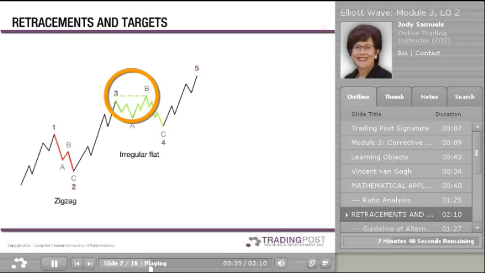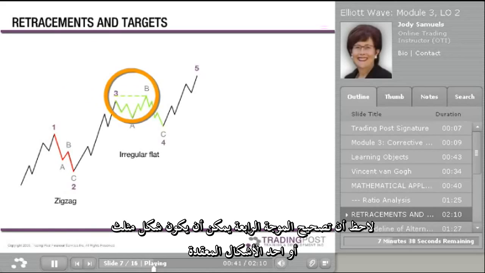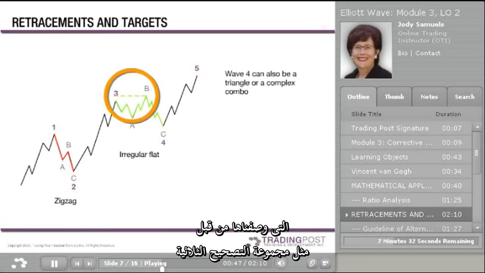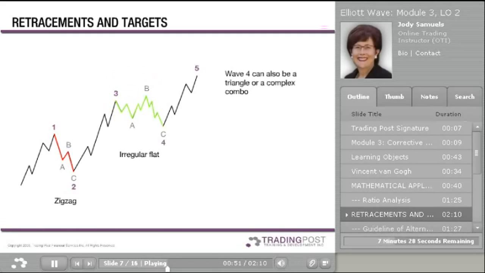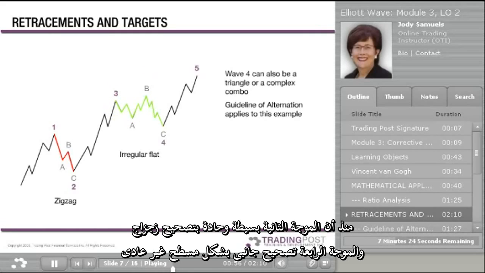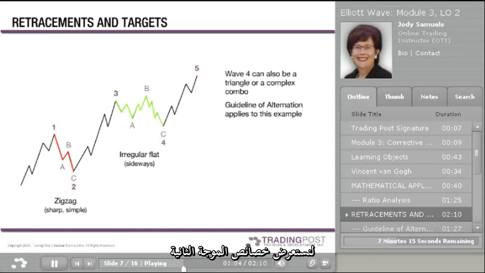Note the wave 4 correction can also be a triangle or one of the complex combos that were described, such as double and triple threes combinations. The guideline of alternation also applies, since wave 2 is a sharp, simple, zigzag correction, and wave 4 is a sideways, irregular, flat correction. Let's review the personality of wave 2.